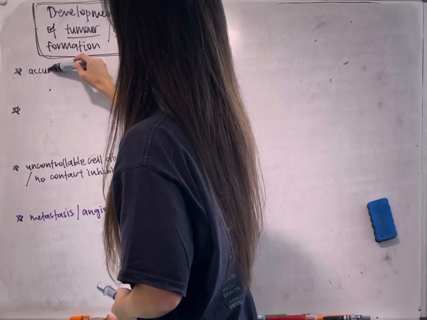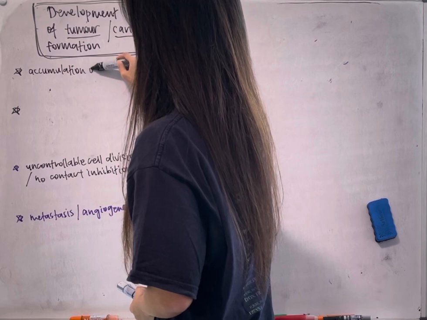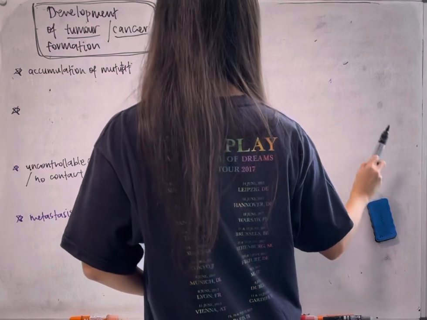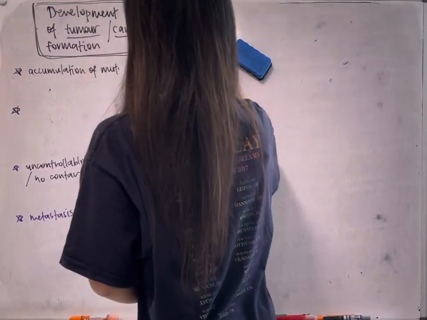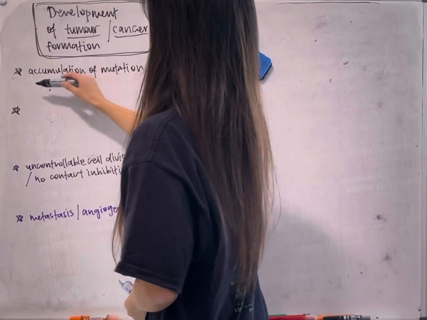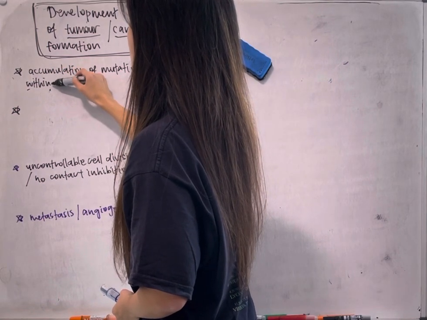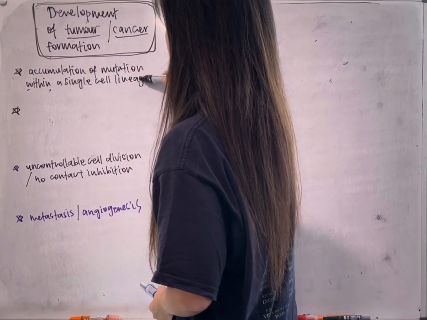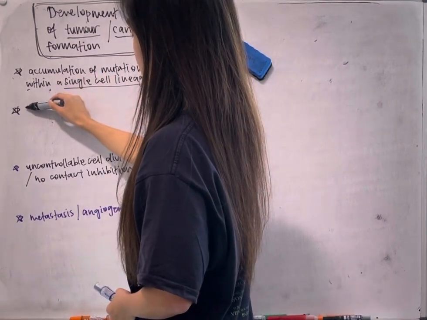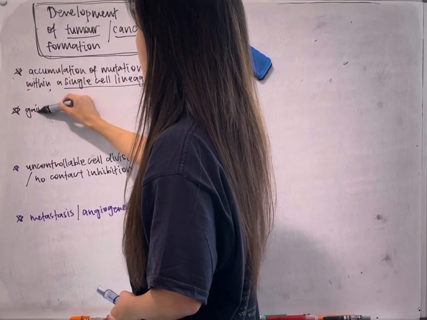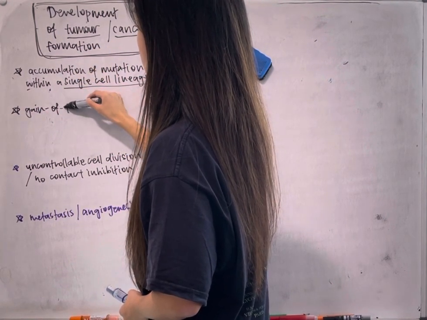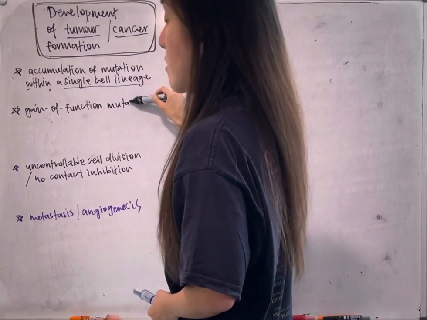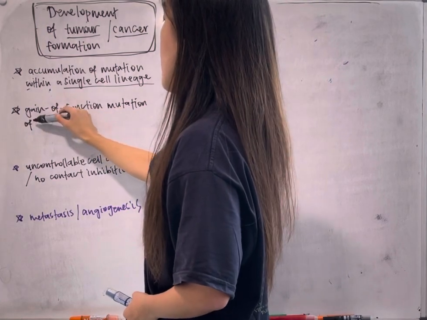I always want to see accumulation of mutation within a single cell lineage. It's not a single cell, it's within the same lineage itself. So I always want to see how you have many mutations. For just tumor alone, we always need to have gain of function of how many proto-oncogenes at least? Cheryl? 2 oncogenes.